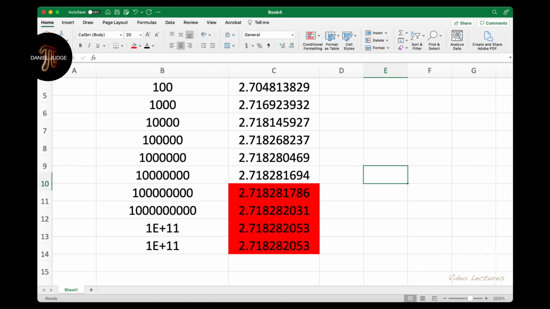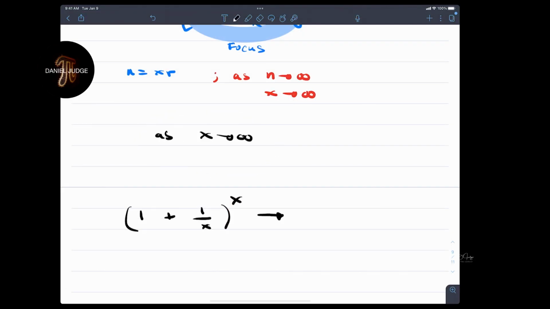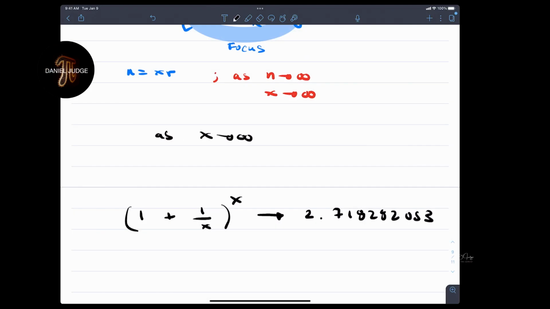Here's what I'm saying. If I go back to the iPad, this number is starting to repeat as x gets big. That's 718282053. This pattern is repeating over and over and over again. Right in there, at the very end there. And this is what you guys start to see: that number is what I'm referring to here.